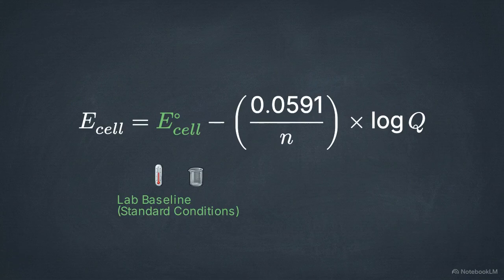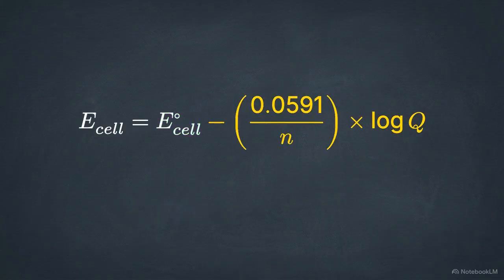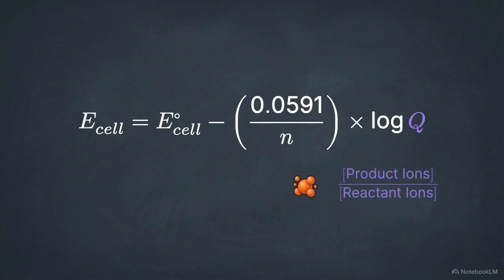To adjust that perfect number, we look at the variables on the right. The letter N stands for the exact number of electrons transferred during the chemical reaction. Q is the reaction quotient. The reaction quotient is a ratio that compares the current concentration of the chemical products to the remaining reactants.